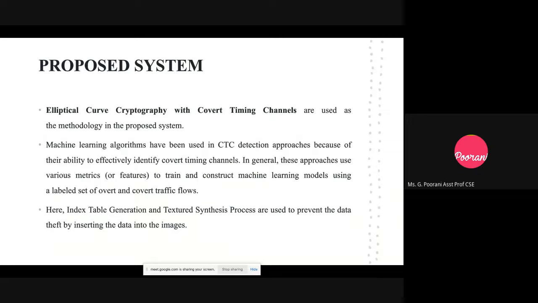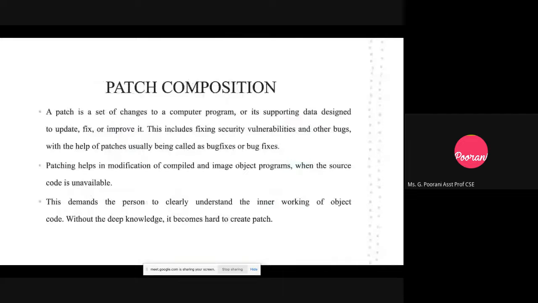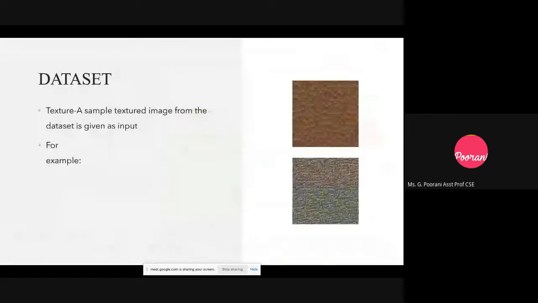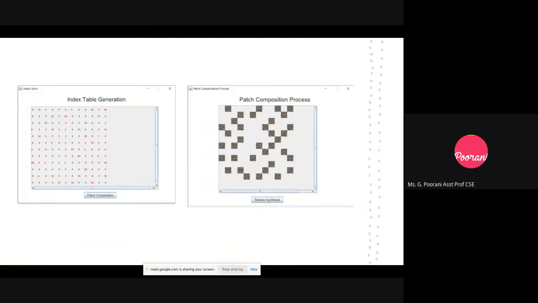Yes. Go to the last. See in your project also. Yes, ma'am. So your PPT has to be changed. Okay, you have to organize the contents.